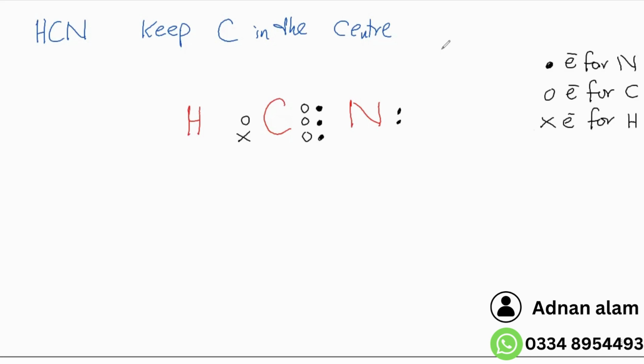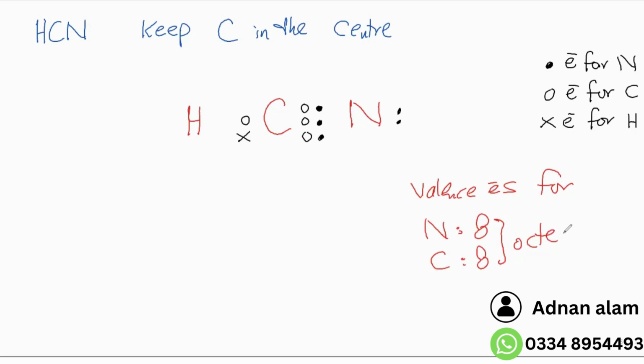How many valence electrons for nitrogen now? 8, and carbon's 8, so both satisfy the octet; they are following the octet rule. But for hydrogen 2, because hydrogen has the first shell as its last shell. Hydrogen has only one shell, so the very first shell requires 2 electrons, right? So hydrogen follows the doublet rule, but carbon and nitrogen follow the octet rule, right?